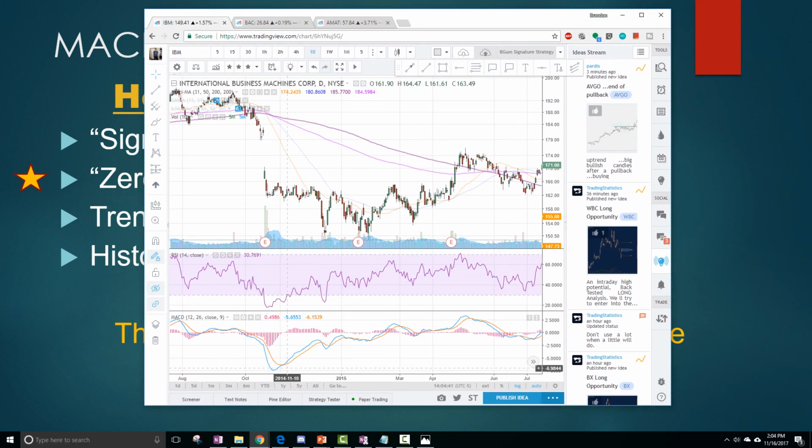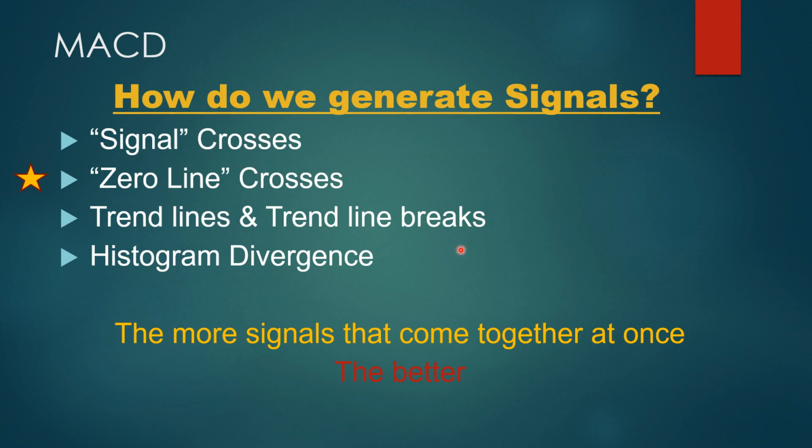When the blue line crosses the orange line, that would be considered a signal cross. The blue line is the 12 exponential moving average, and the orange line is the 26 exponential moving average. So that would be considered a signal cross.